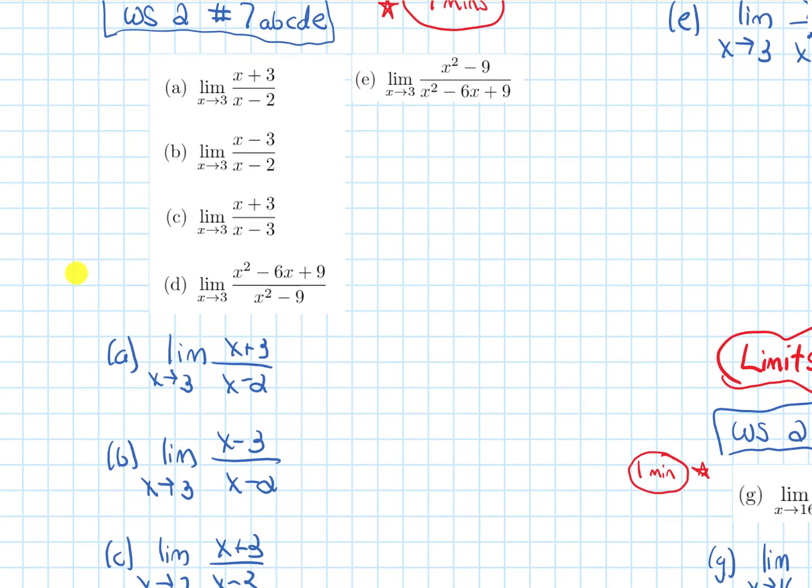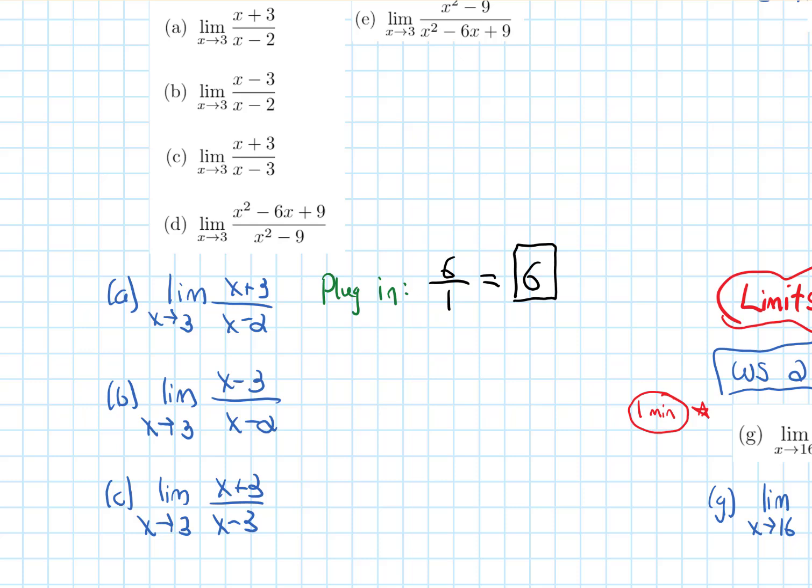So remember that when we're evaluating limits algebraically, the first thing that we want to do is plug in. So let's start with part A and plug in. X is approaching 3, and if we plug 3 in, on the top I get 6, on the bottom I get 1, and 6 over 1 is 6, and that's my answer. So if I plug in and there's no problem like getting an undefined thing, that's just going to be my answer. Alrighty, let's do part B, and let's start it off by plugging in as well.